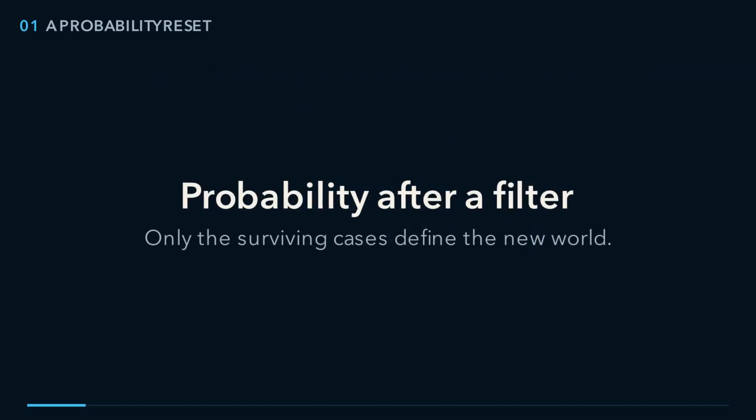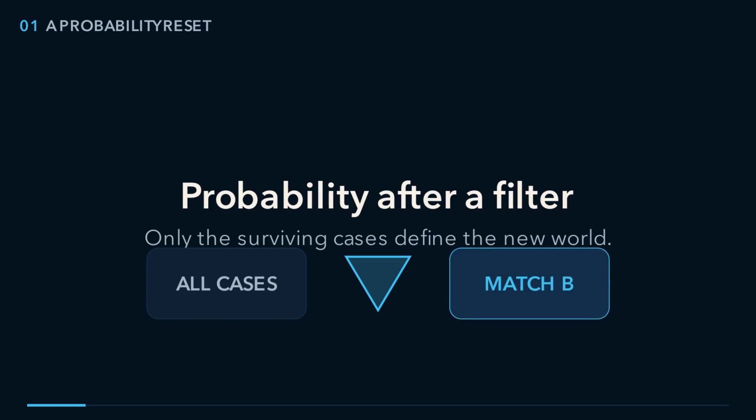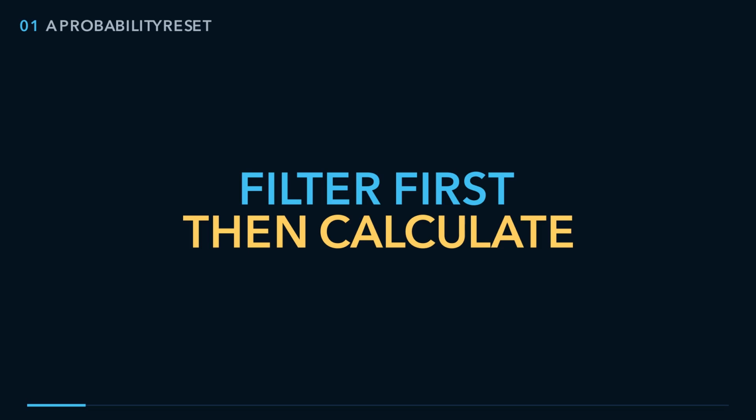Conditional probability is simply probability after a filter. First, keep the cases that match the condition, then calculate the chance inside that smaller world. In this video, we will build that idea with pictures before touching the formula.